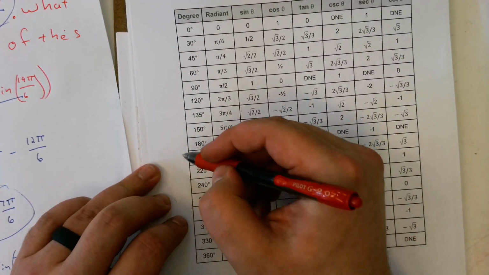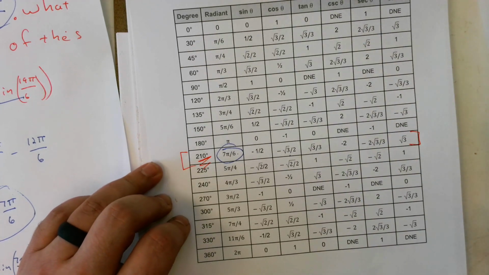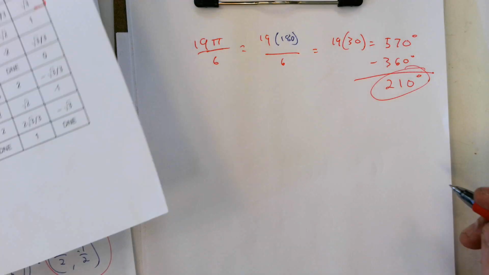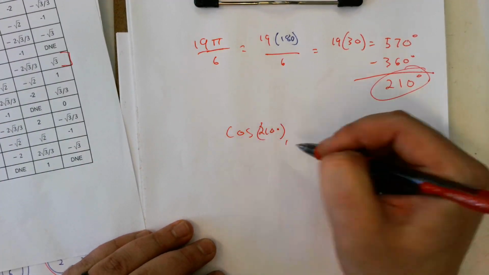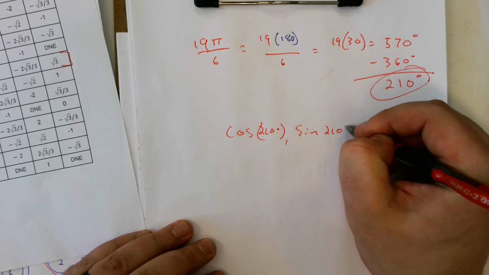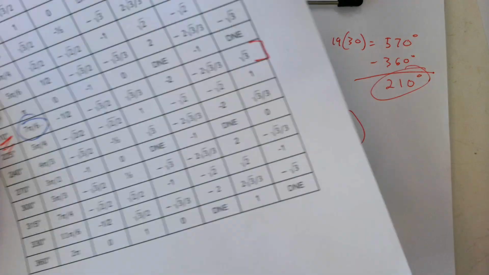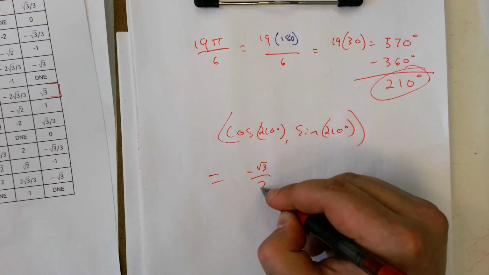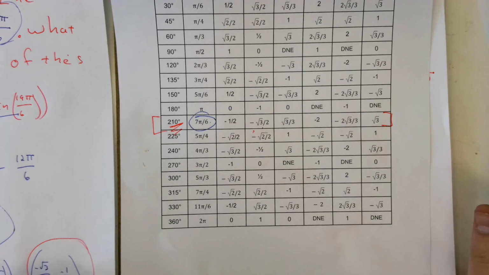So again, I'm going to get to the same row, but I'm just in degrees now. And again, now I'm thinking cosine of 210 degrees, comma, sine of 210 degrees. Once I've got all that, negative root 3 over 2. I'm going to get to the same place. Right, I got to the same row.